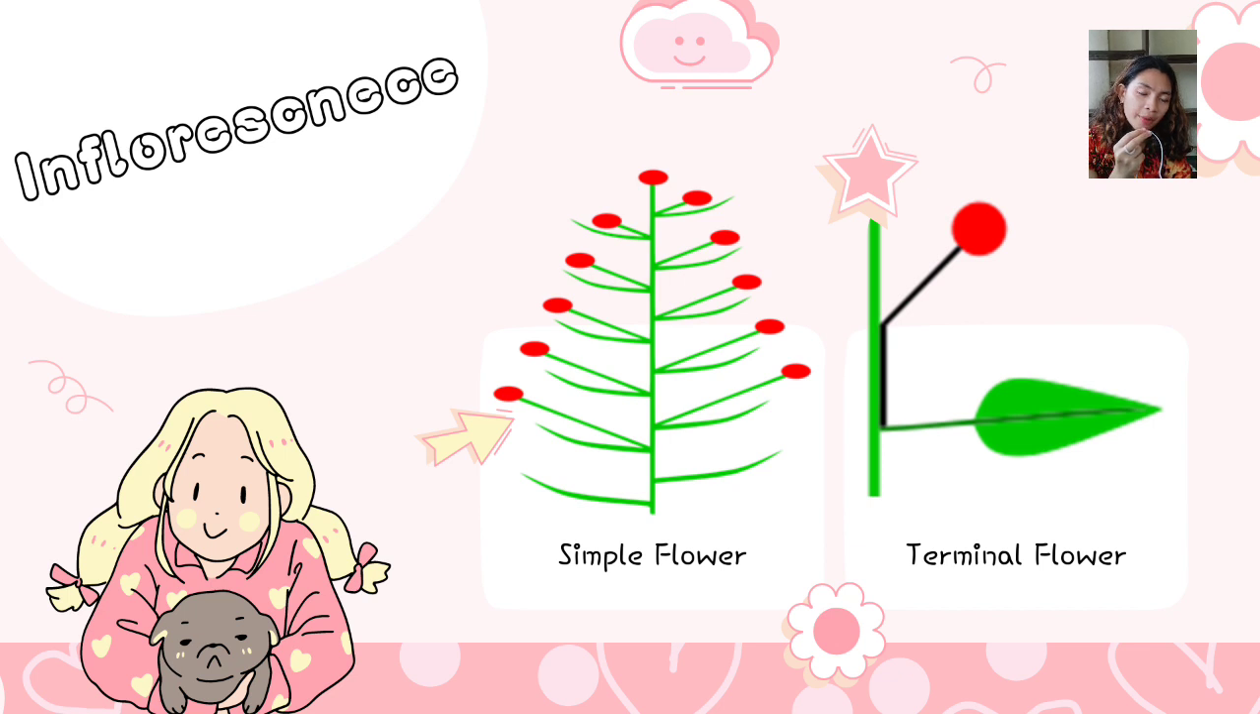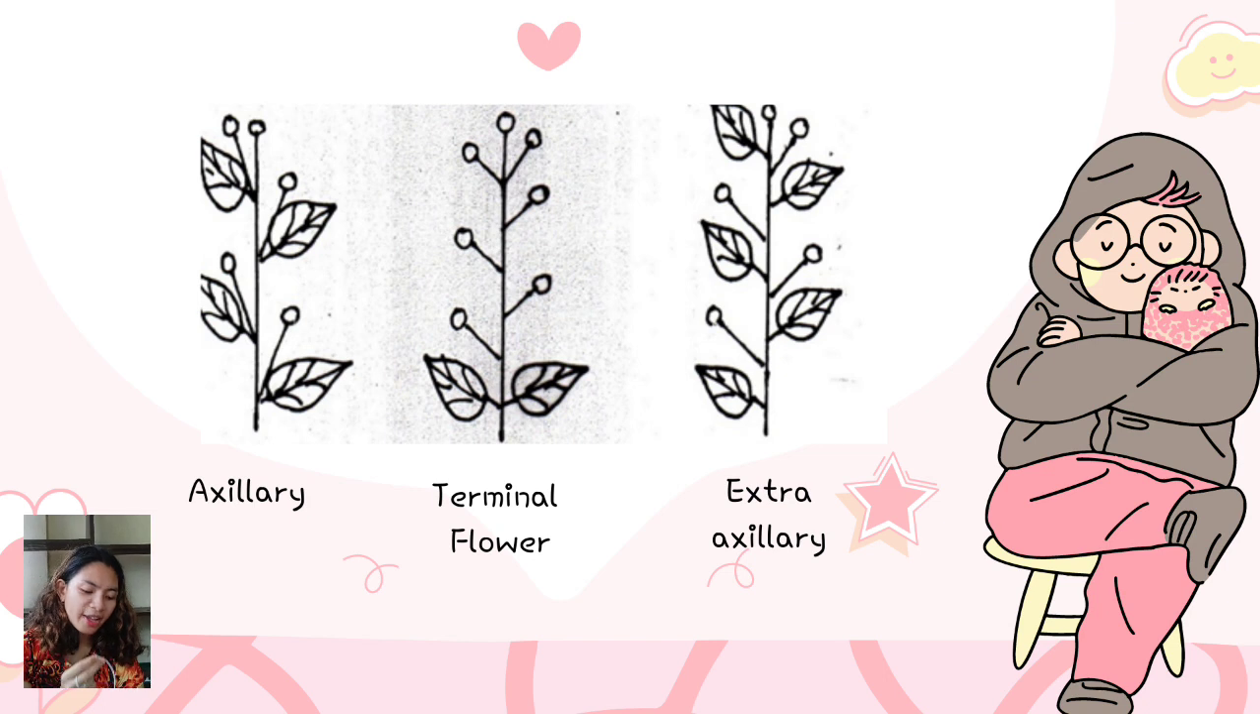First is the simple flower and second is the terminal flower. Now in the simple flower, a flower is attached to a peduncle. And in the terminal flower, a flower is attached at the end of the twig. And we have six classifications of simple flower. First is the axillary, a flower that appears at the axil of the leaf. Second is the terminal flower, or a flower that appears at the end of the twig.